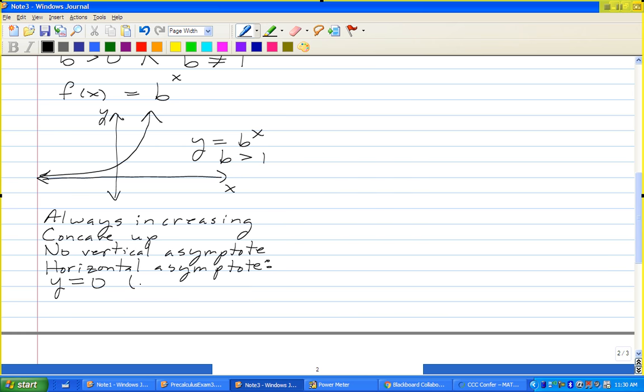And this is as x approaches, for x being very, very negative. It has no x-intercept. It never actually touches the x-axis. It gets closer and closer to the x-axis, but it actually never touches it. It has a y-intercept. The y-intercept is 1.